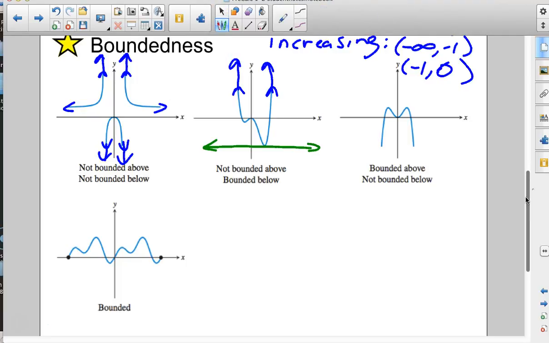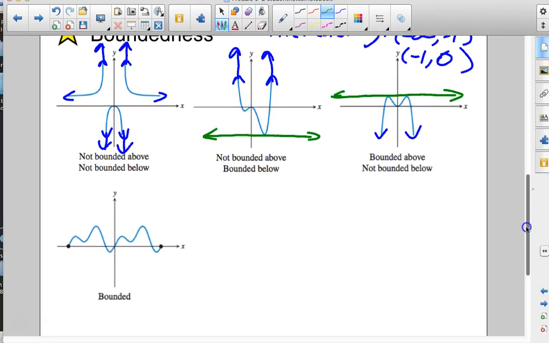This one, we put our arrows on there. We see, hey, this is going down forever. Nothing we can do about that. But does it go up forever? No. That would be bounded above. We could put a line up there that it's never quite going to reach.